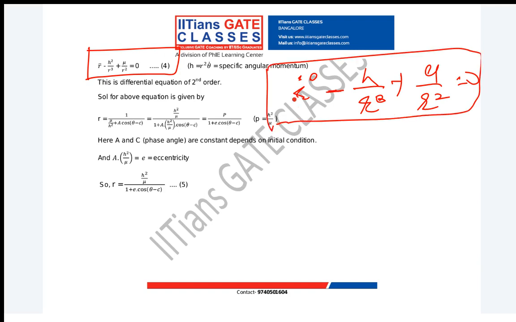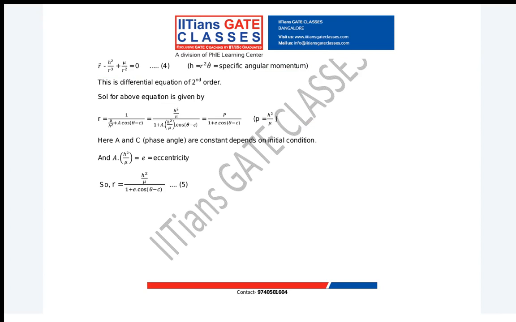Does anyone have any doubt in this? Does anyone have any doubt in this orbital trajectory equation? And guys, this equation is valid for all kinds of orbit, whether it is a circular orbit, an elliptical orbit, a parabolic orbit, or a hyperbolic orbit. Only the difference will be this E value. When the solution is done, based on this E value, we'll have different orbits. Does anyone have any concern on this?